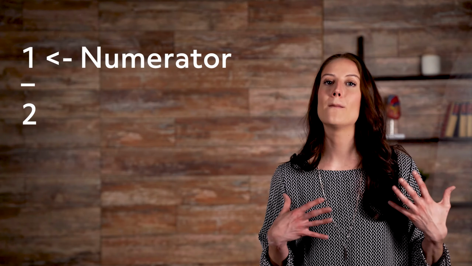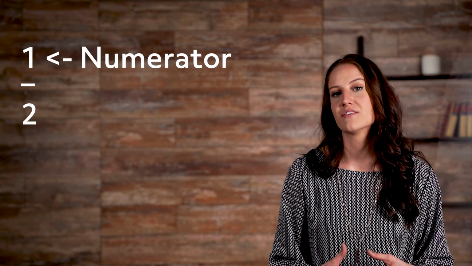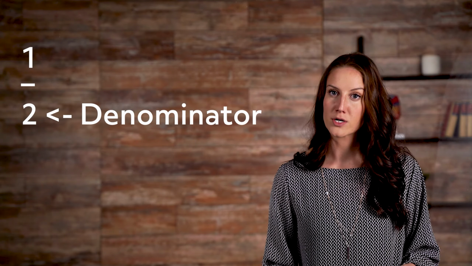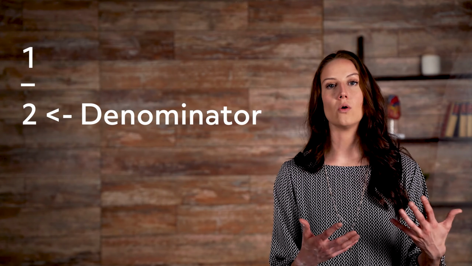Numerators and denominators form fractions, which are comprised of 2 integers. The number on top is the numerator, the number on the bottom is the denominator. The numerator, the top number, shows how many parts we have. The denominator, the bottom number, shows how many parts make a whole.